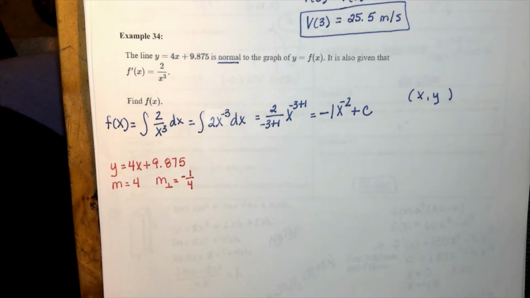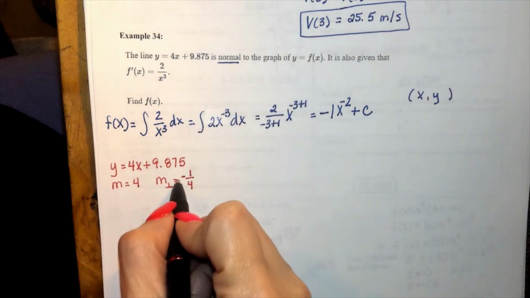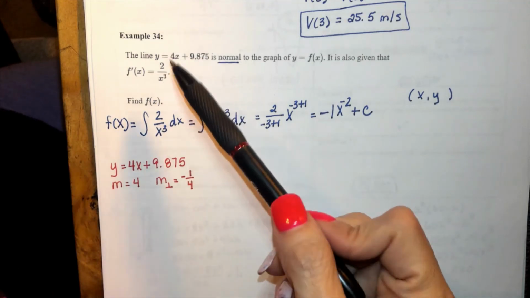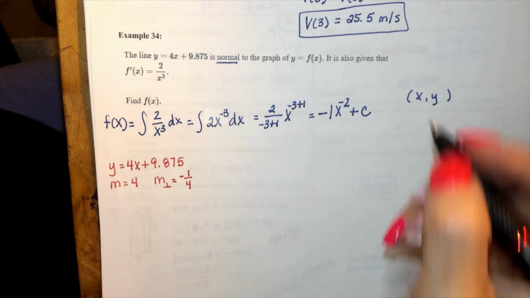So that means the slope of the tangent line, not the normal, is negative 1 over 4. Oh my goodness. Okay, you got to really think about this. The tangent line is the slope. What gives me the slope? The derivative. The derivative gives me the slope.